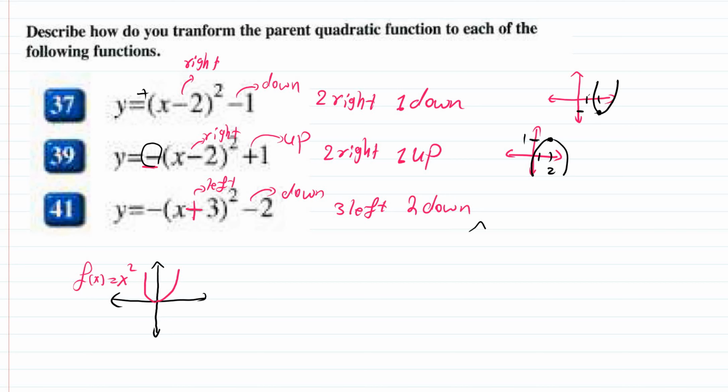We say that, students, 3 left, 1, 2, 3 left, and 2 down, 1, 2. So this is going to be the vertex of the parabola, but since we have a negative, it is going to open down.